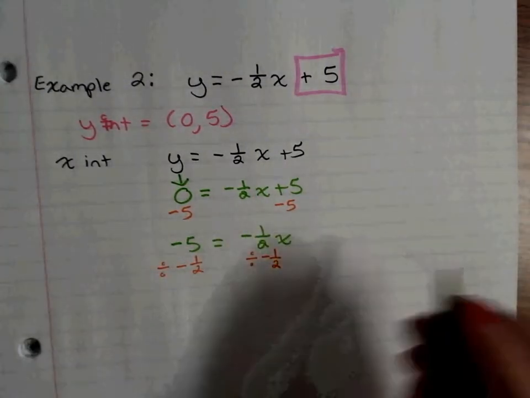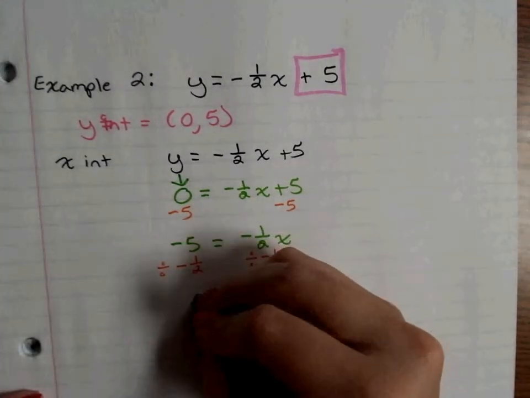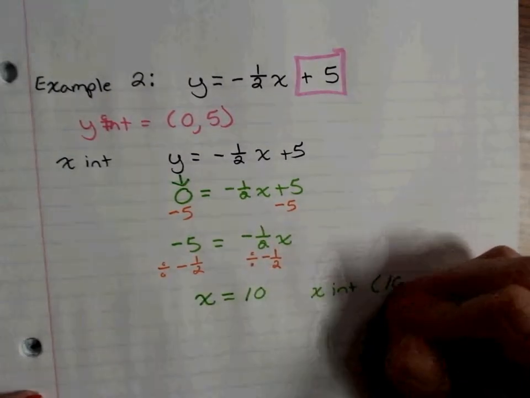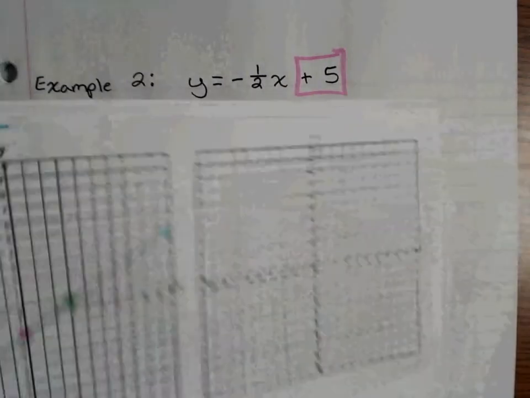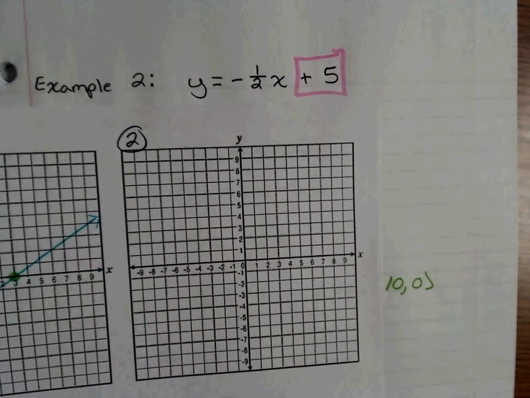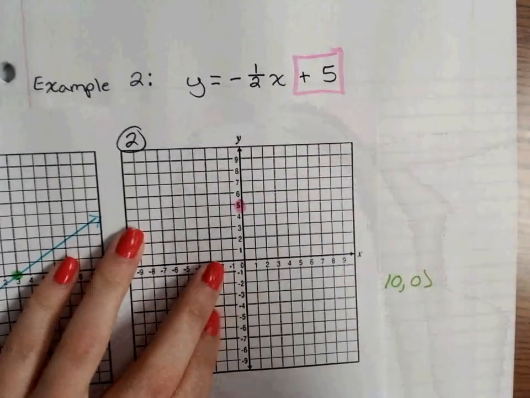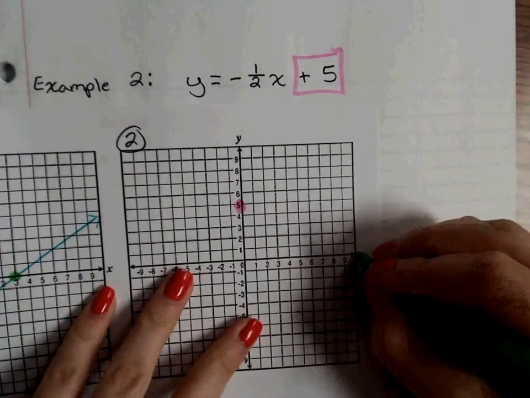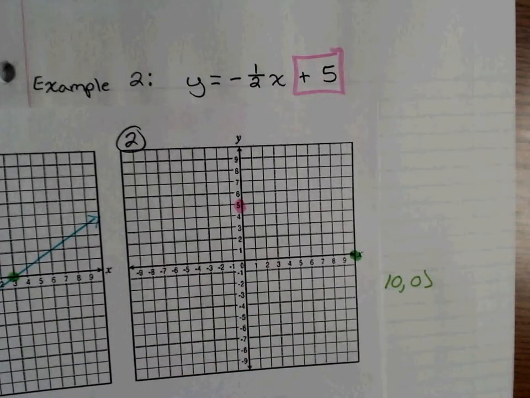Both of them are the same idea. Negative 5 divided by a negative half, or negative 5 times negative 2, is going to give you a positive 10. So you get x is equal to 10. So that means your x-intercept is at the point 10, 0. Okay, then you would graph it. So graphically speaking, if you're looking at example 2, the y-intercept is at 0, positive 5. The x-intercept is at 10, 0. And then just connect them.